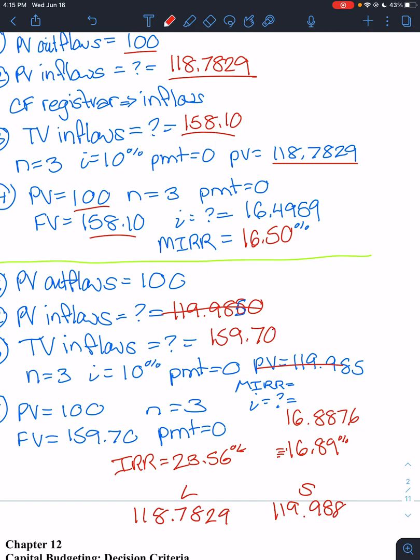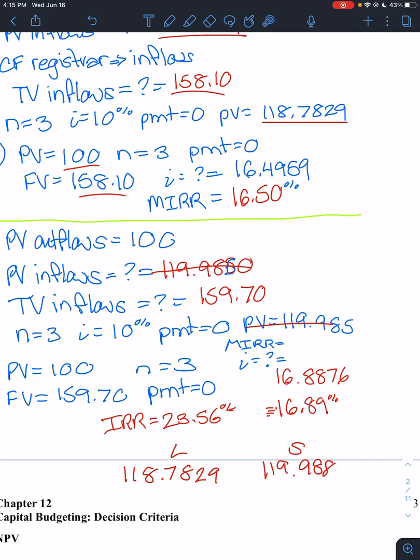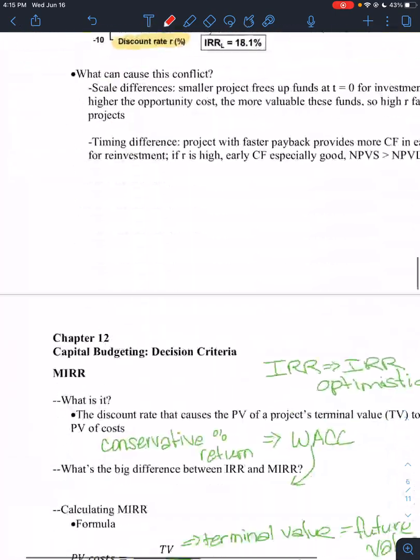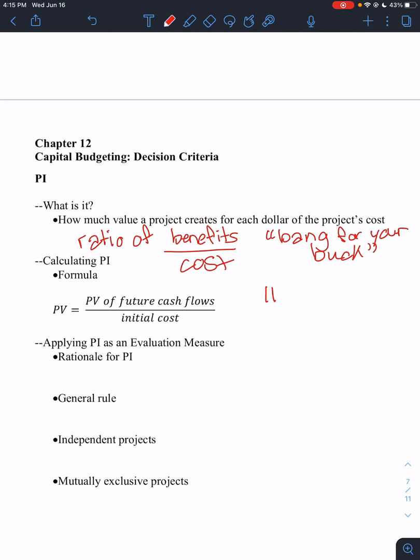Let me see if I remember how I cut and paste on this thing. Probably not. Nope. It's been a while since I've done that. Oh well, I'll just do one of them. 118.78.29. We'll do that one.